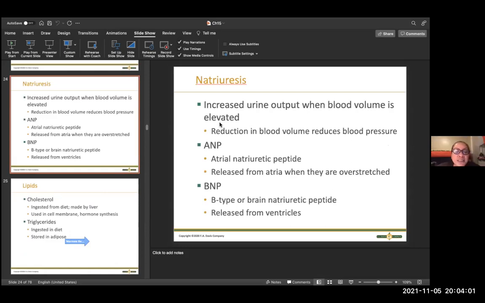Natriuresis. So this is ANP, atrial natriuretic peptide. Did we discuss this? I think we discussed this. Do you remember ANP? Let me see if I need to know about it, because if not, we can skip it. Because I have my own PowerPoint here.